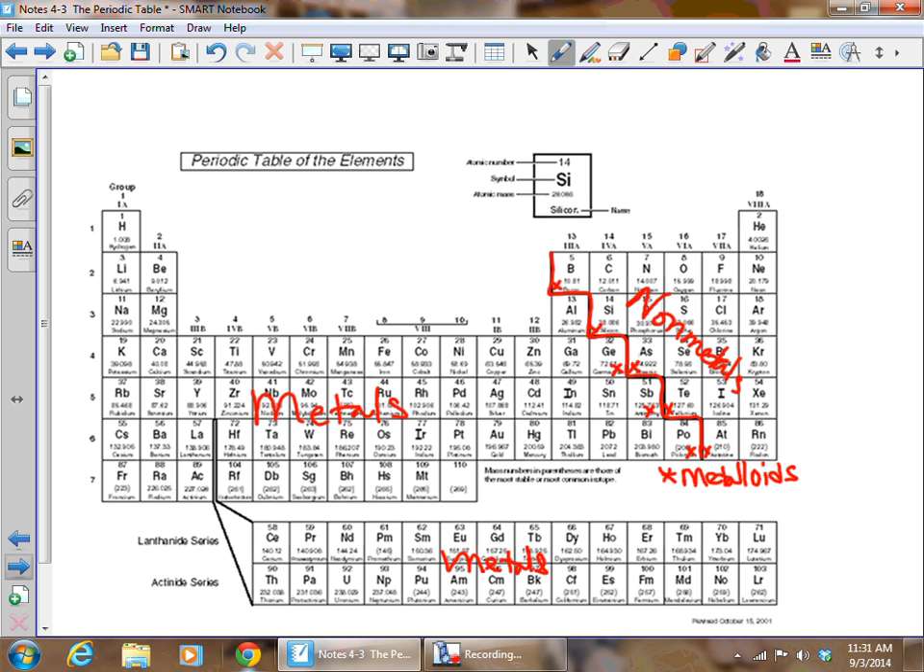Now notice some notable exceptions. First of all, there are two elements that don't follow these rules. Aluminum is one of them, and you might want to put a note in aluminum's block that aluminum is clearly a metal. The other exception, as far as its location is concerned, is hydrogen. Hydrogen is clearly a nonmetal. So those are two exceptions to this nonmetal, metal, metalloid location rule.